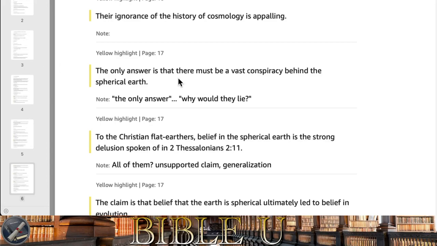And then he says the only answer, he has somehow excluded all others, is that there must be a vast conspiracy behind the spherical Earth. He thinks that this is flat earthers' conclusion and that they have somehow eliminated all other possibilities. This saying the only answer is also the same question as why would they lie? That's a motive question. And in any kind of investigation into motives, if that were the topic, you would have to look at, follow the money, for example. People say, follow the money.